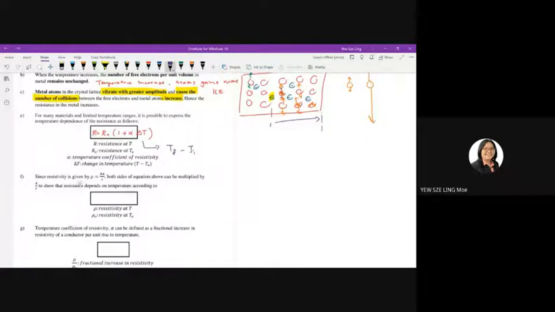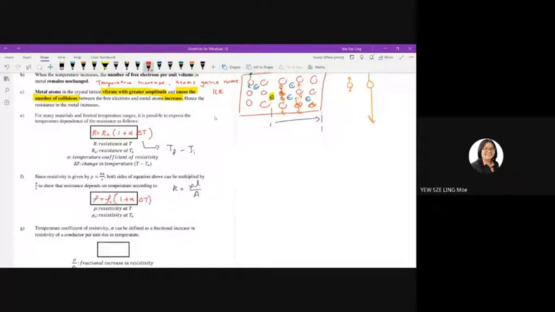Since the resistivity is given by rho equals RA over L, both sides of the equation can then be multiplied by A over L. If you rearrange these equations, you will obtain R equals rho L over A. You sub rho L over A into the equation above, you will then obtain rho equals rho naught, the rho at the initial temperature, bracket 1 plus alpha delta T.